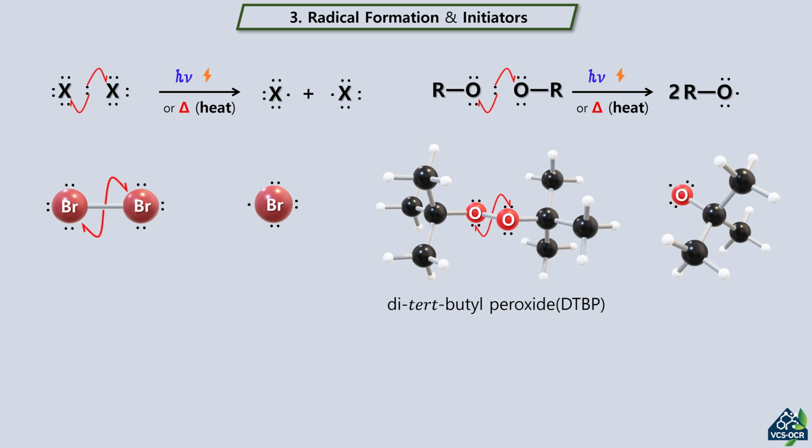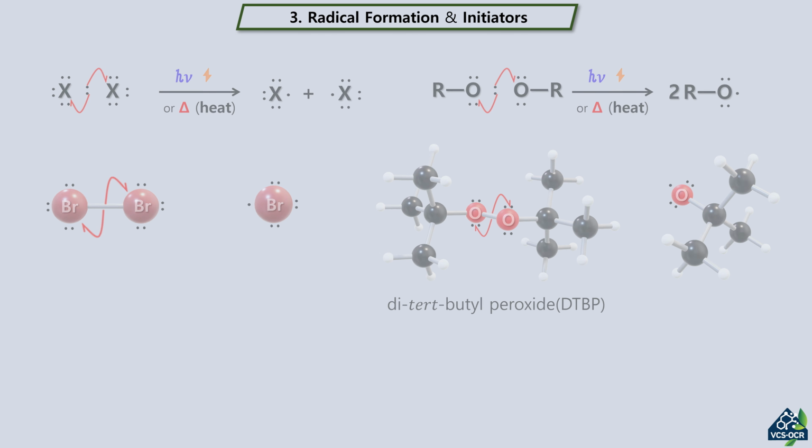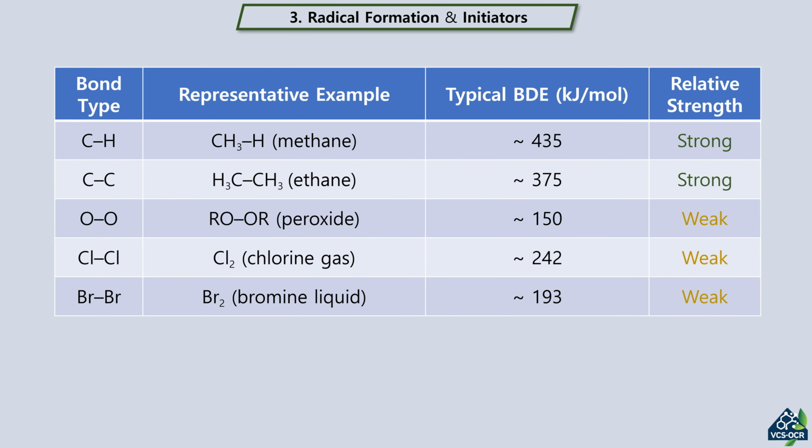When light energy or thermal energy is absorbed, the weak single bond between the oxygen atoms or halogen atoms breaks symmetrically. Using fishhook arrows, we show 1 electron moving to each atom, yielding 2 identical radical species. Why do these specific bonds break so easily? It all comes down to bond dissociation energy, or BDE. Standard covalent bonds like C-H or C-C have high bond dissociation energies, making homolytic cleavage thermally unfavorable.